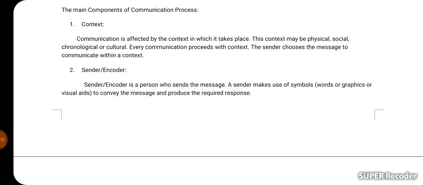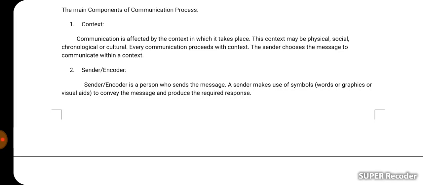In this lecture, we will talk about the components of communication process. As we have been studying and observing that communication is a process, so what are the components of this process? Components means parts of communication process. So the first component is context.